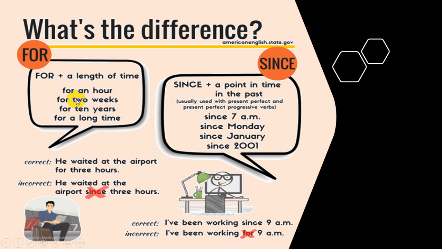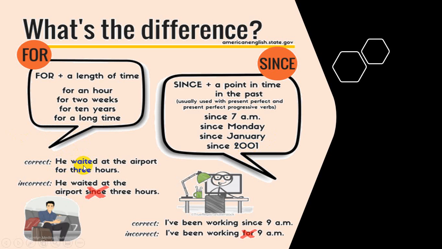For example, for an hour, for 2 weeks, for 10 years, for a long time. But we use since when we determine the specific time, the exact time. A point of time in the past, like since 7 a.m., since Monday, since January, since 2001. The starting point of the action.